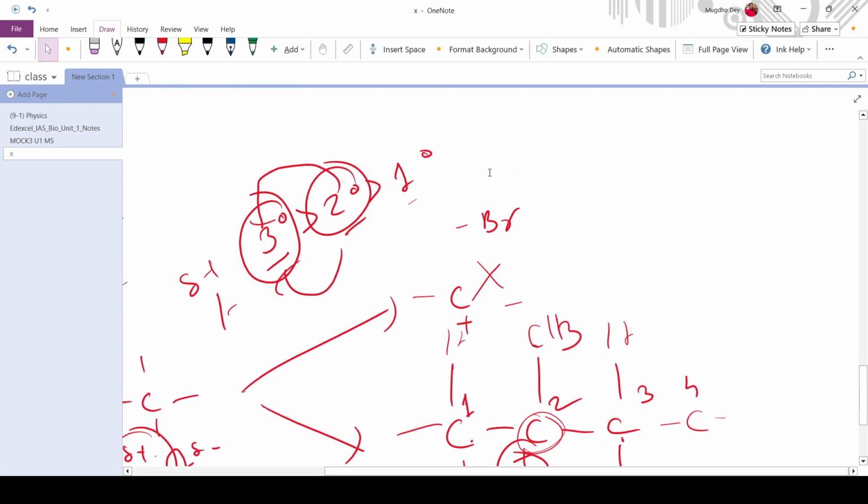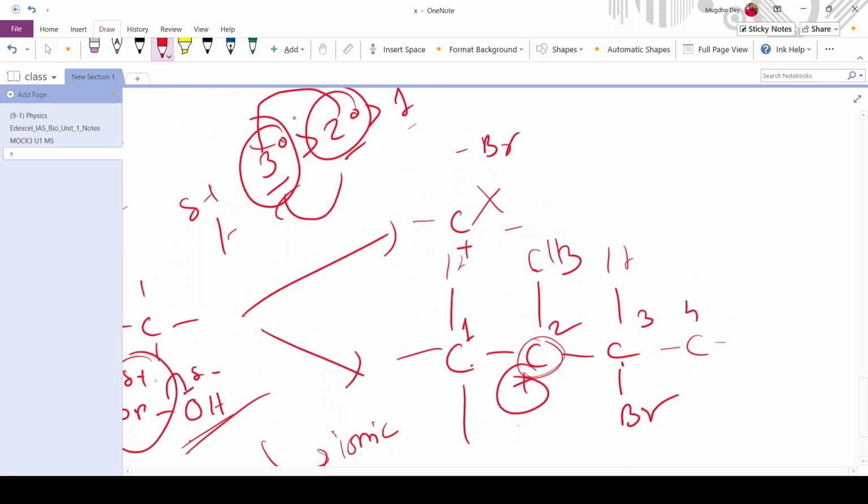So why would a second degree carbocation be produced? If there is a possibility for a third degree carbocation to be produced, then obviously third degree will be produced. That's the whole thing. So it is possible to produce a third degree carbocation, and that is why bromine gets attached to the third carbon.